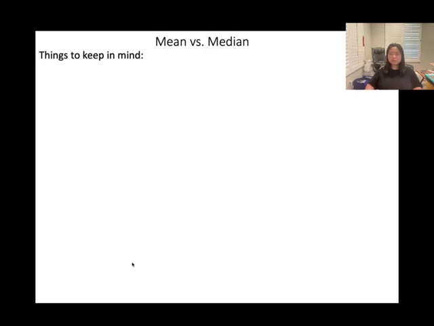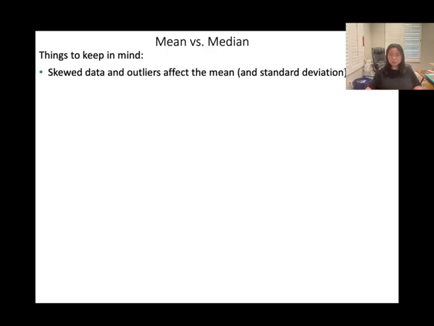Okay, mean versus median. Skewed data and outliers affect the mean and the standard deviation. So think about how to find your mean. The formula to find the mean is to add up all the data and then divide by the number of data values. If you do have an outlier, which may be really big or really small, it will be part of your mean. So we say the outlier will affect your mean.